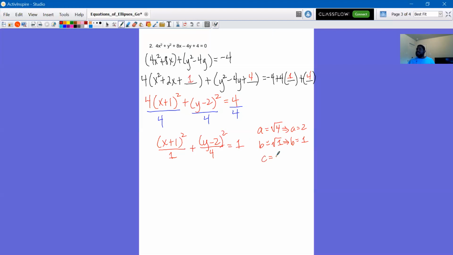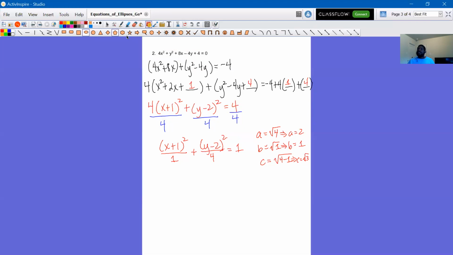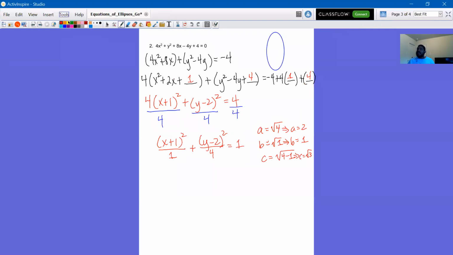And my C is square root of 4 minus 1. So here we get C to be square root of 3. And that could happen. You could get some irrational numbers here for C. So that's going to be interesting when we write our description of the ellipse. Because A squared is under the y term, that means our ellipse is stretched vertically. So I'm going to label my different parts.